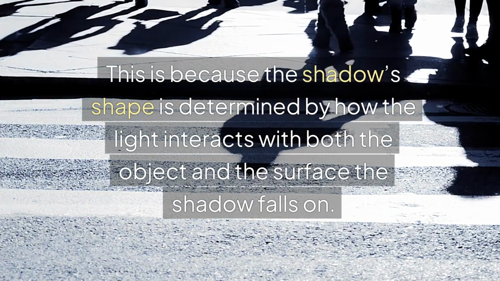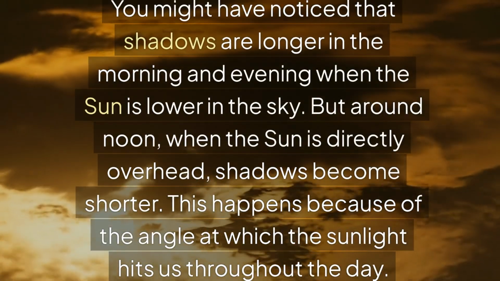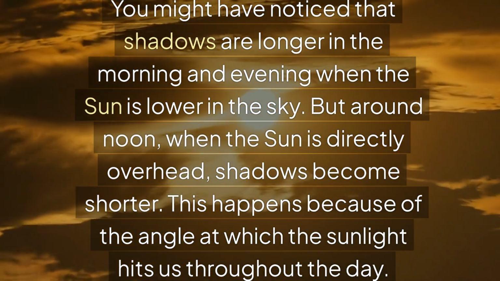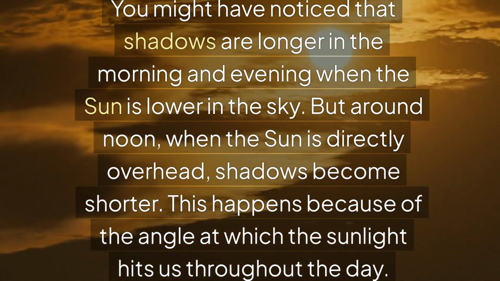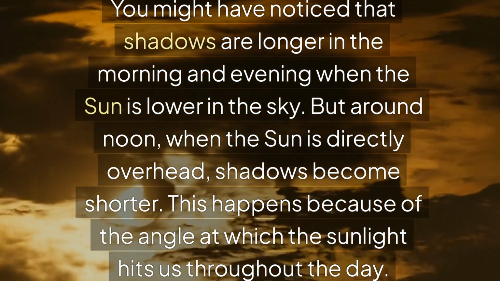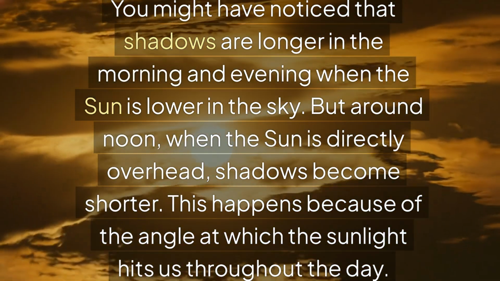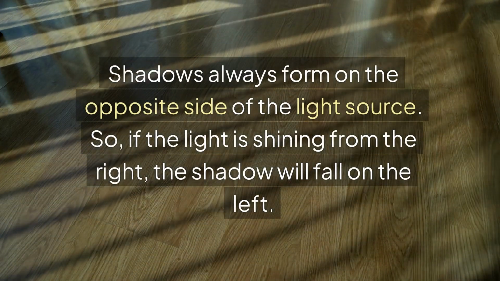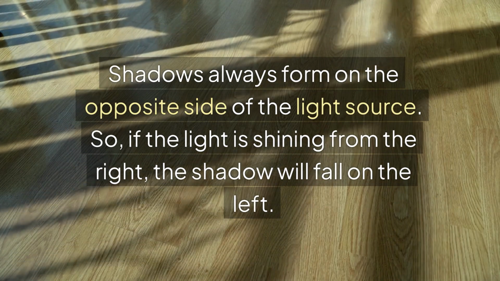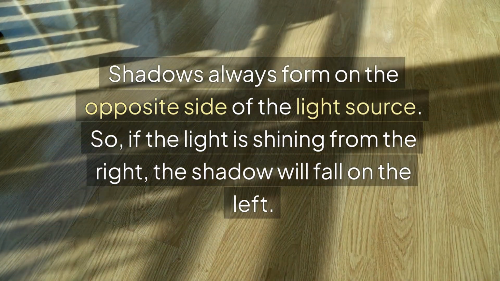the shadow falls on. You might have noticed that shadows are longer in the morning and evening when the sun is lower in the sky. But around noon, when the sun is directly overhead, shadows become shorter. This happens because of the angle at which the sunlight hits us throughout the day. Shadows always form on the opposite side of the light source. So, if the light is shining from the right, the shadow will fall on the left.